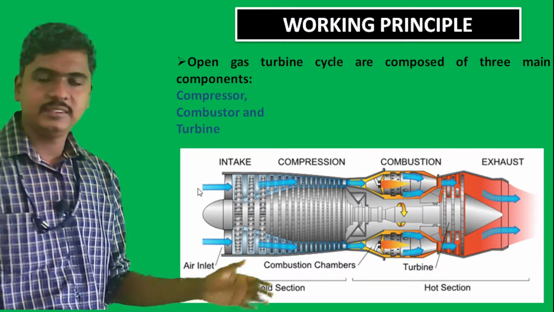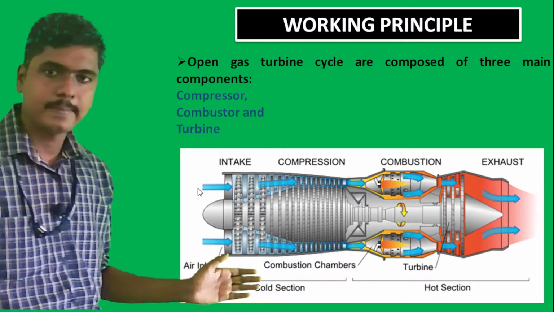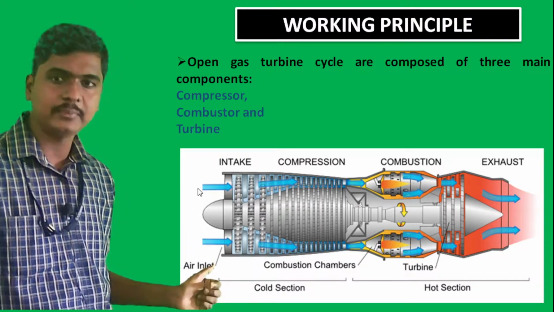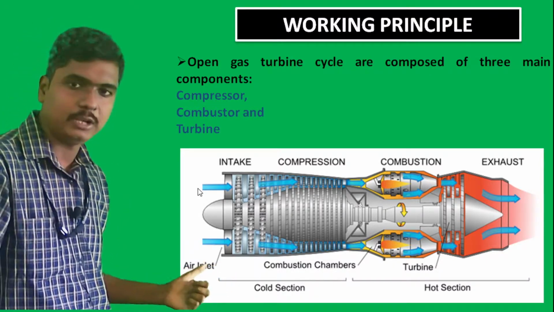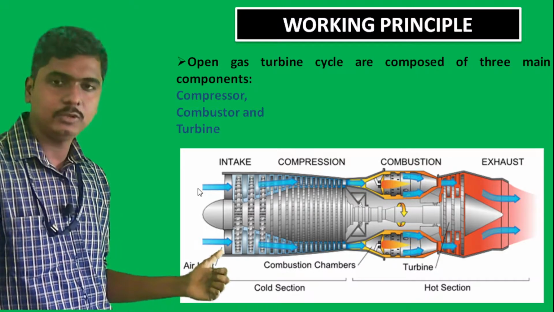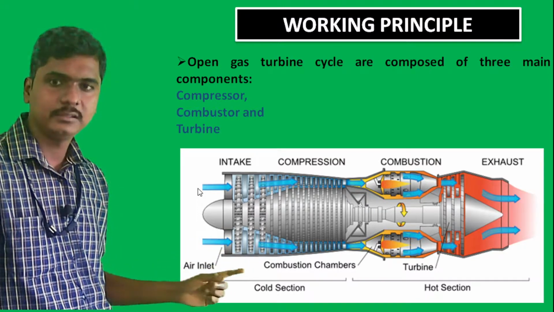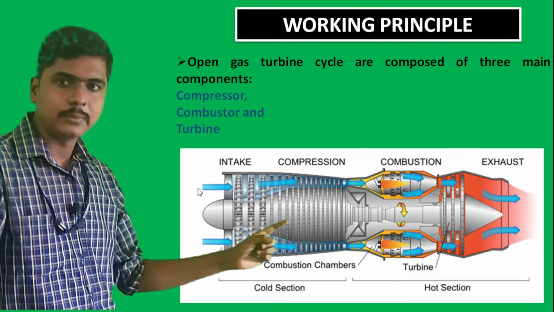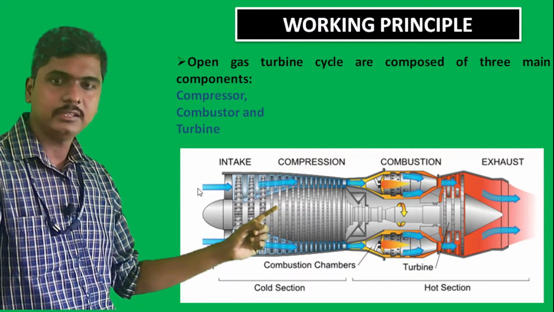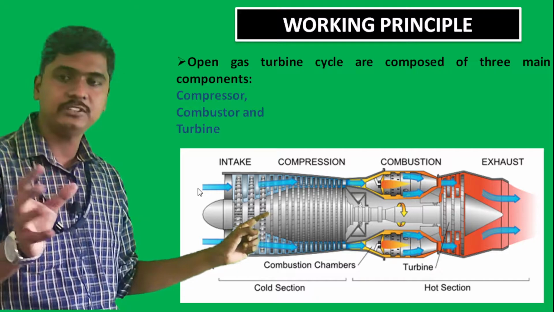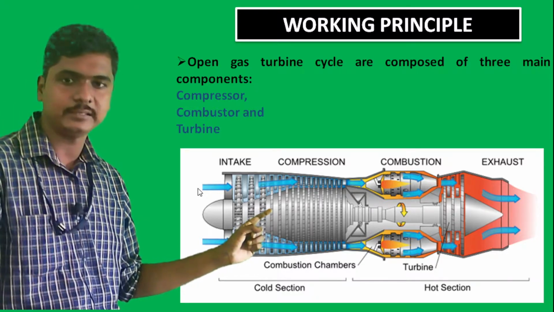Okay. So this is a cross section of a gas turbine. Here you can see from the left side, atmospheric air will enter. This blue color line, air will enter, and this section will be divided into three parts. The first one is the compression section. This is nothing but compression, where the atmospheric air will be compressed to high temperature and pressure.